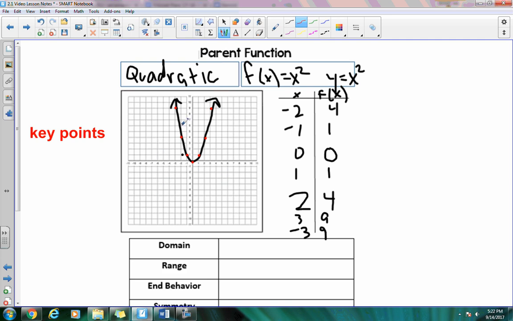But again, the shape of this is called a parabola. The function family is called quadratic. But the shape of this graph is a parabola. Vertex, that is that minimum point, or it could be a maximum. If the parabola is reflected, then that becomes a maximum.